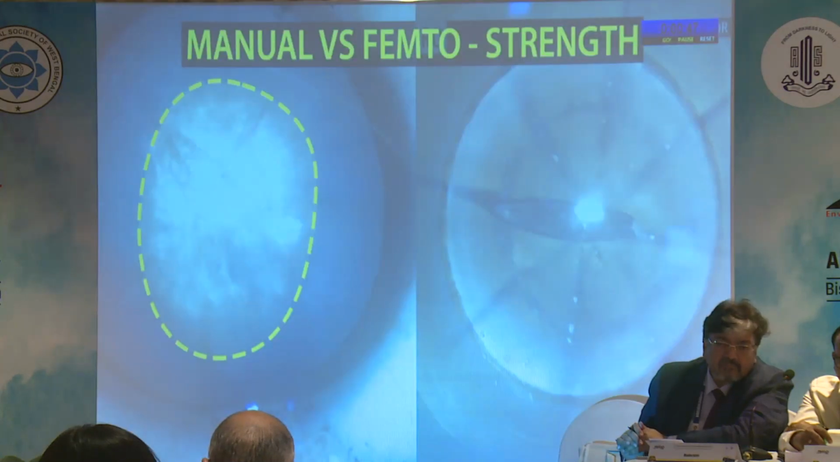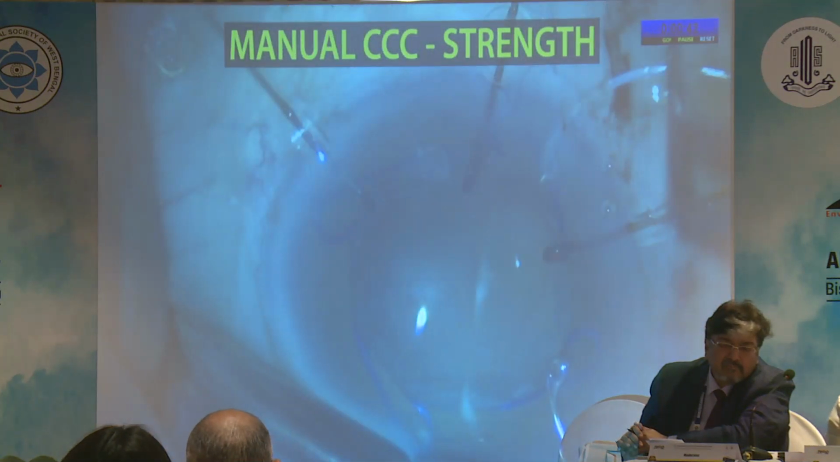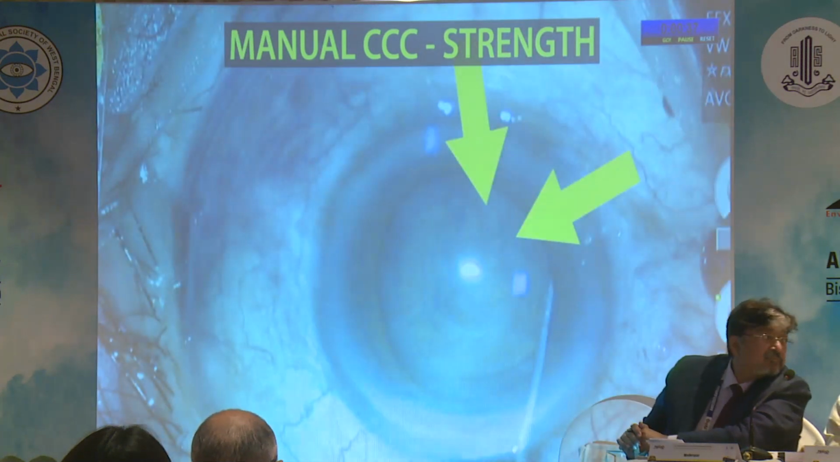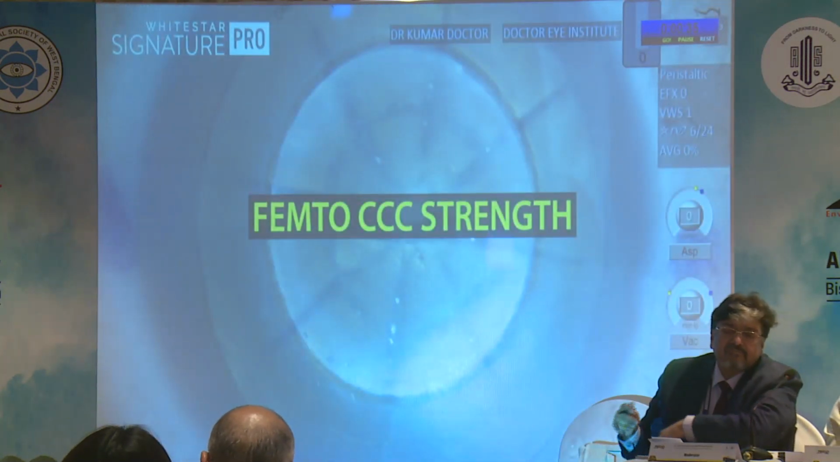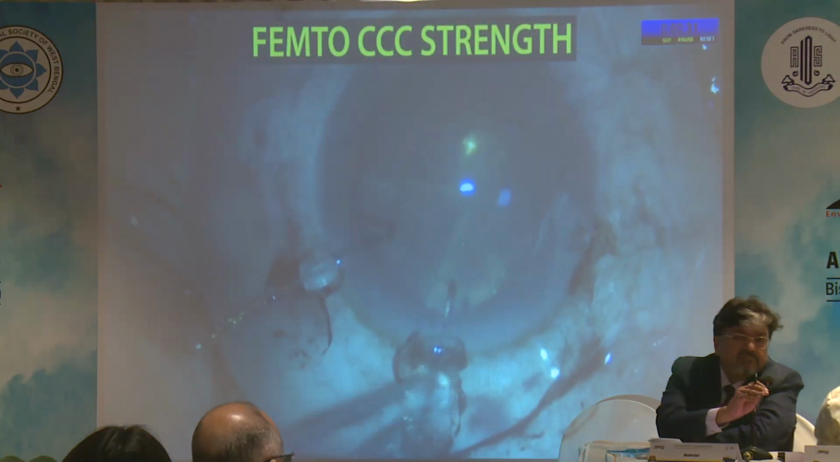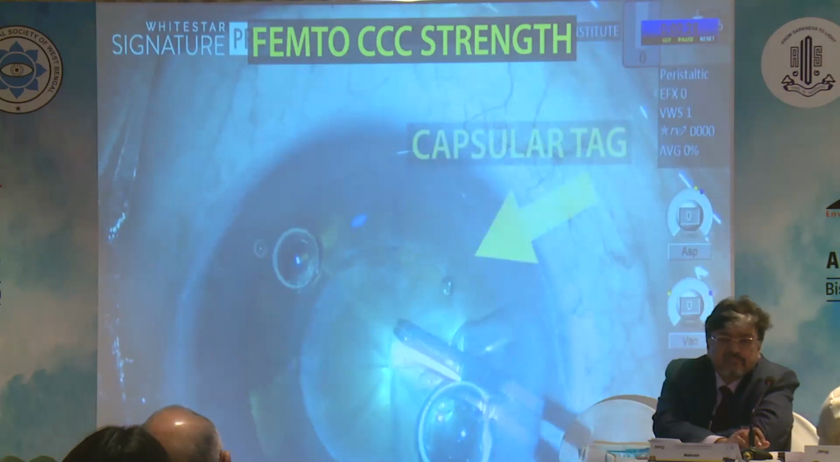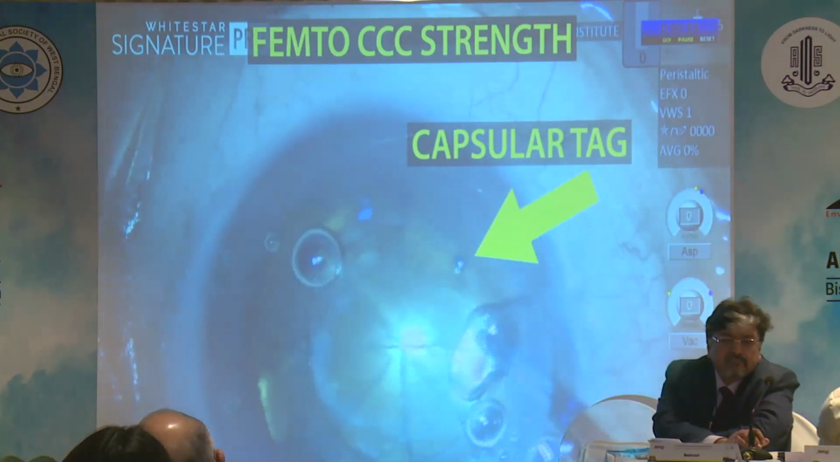The main controversy between manual rhexis and femtorhexis is strength, but we know that manual rhexis stays intact with capsular hooks holding on, but it can give way in a simple step of hydro. Femto CCC is as strong as manual CCC. It can hold on to capsular hooks as well as iris hooks, but sometimes there are capsular tags left which are weak spots which can give way, leading to capsular tears.